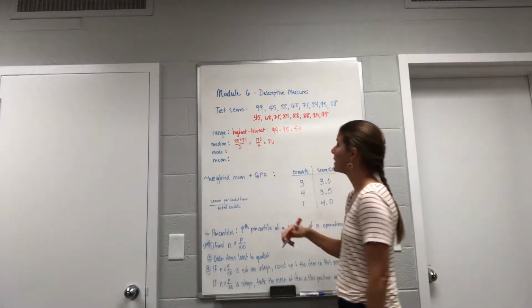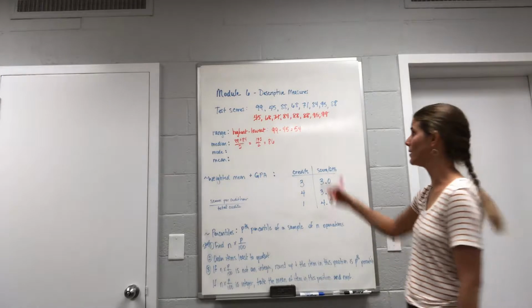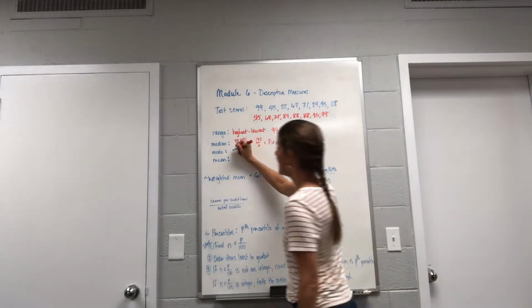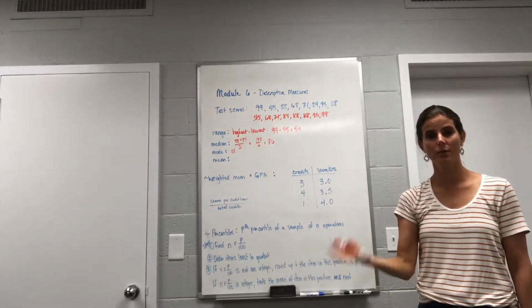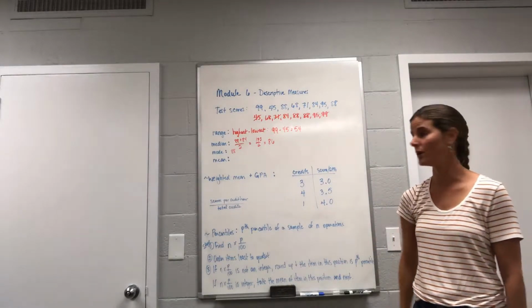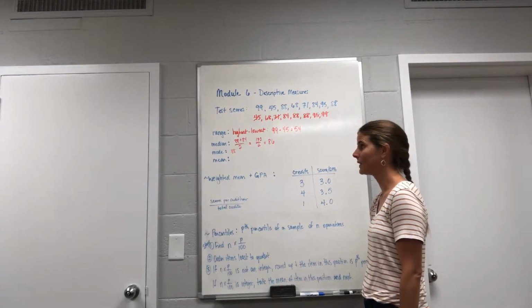The mode is the number that occurs the most. So if there's one that occurs the most, that is your mode. In this case, it is 88. It is possible to have more than one mode. If you had 2 of one number and 2 of another one, and then everything else was just one of that number, then you would have those both be your mode, and that's fine.